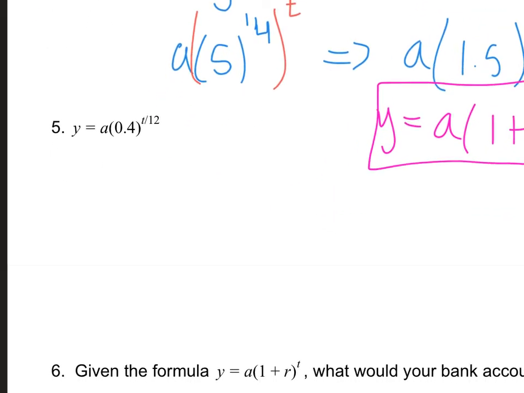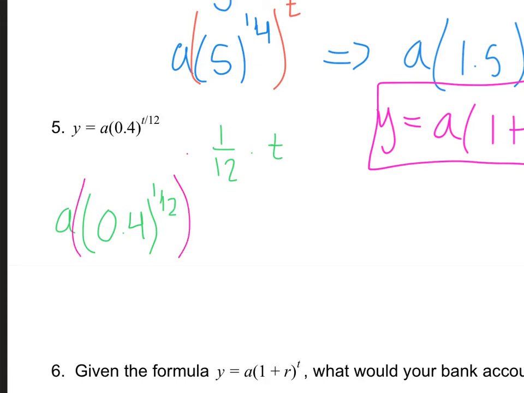Okay, so again, I'm not going to rewrite it this time. We kind of know the process of this. I've got to separate that t over 12. So I know t over 12 is equal to 1 over 12 times t. Right? We know that. So that separation is what's important. So I still have that a. And then I've got this 0.4 to the 1 over 12. And then I've got to raise that whole thing to the t. Because remember, t times 1 over 12 would be t over 12. So I've done nothing to the value of this function so far. It's the same exact thing.